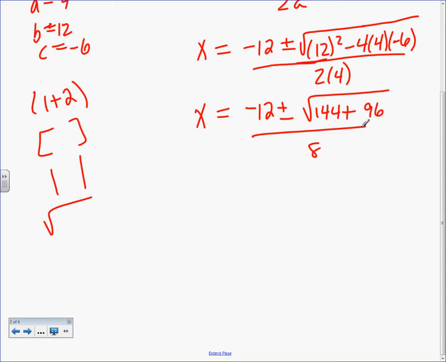96, good. Everybody okay so far? Okay? And then obviously you take the 144 plus the 96 and you get, what is it? 240, thank you, over 8. So in Algebra 1, it wasn't too bad to get to here, okay?